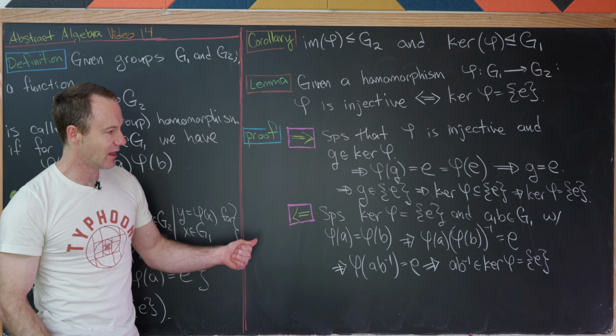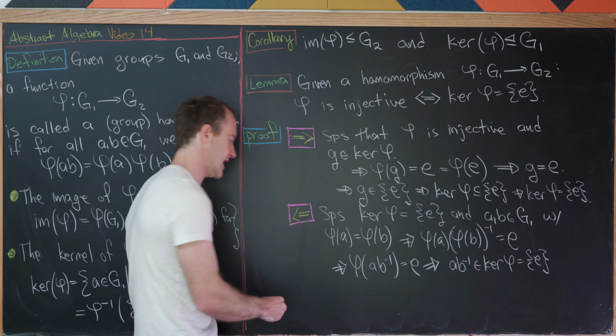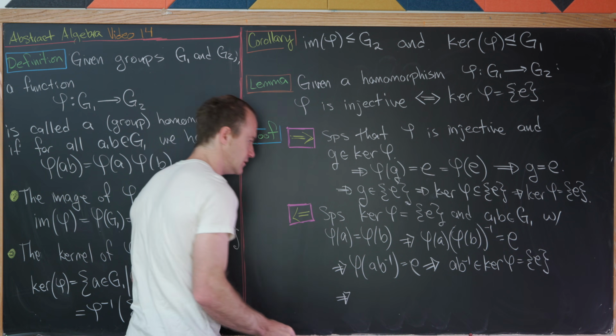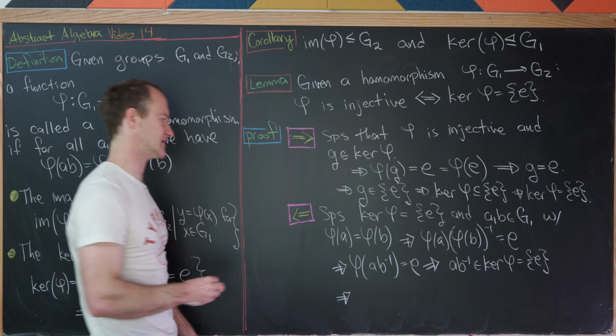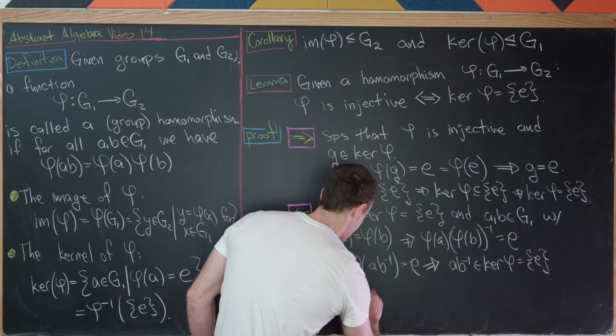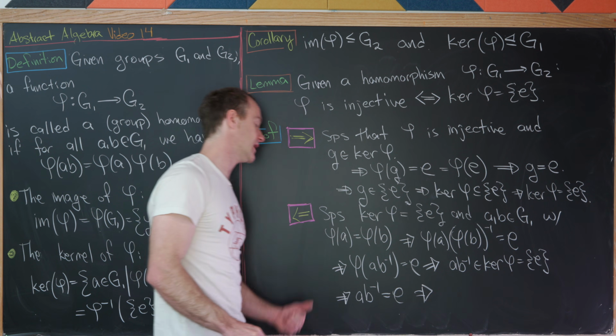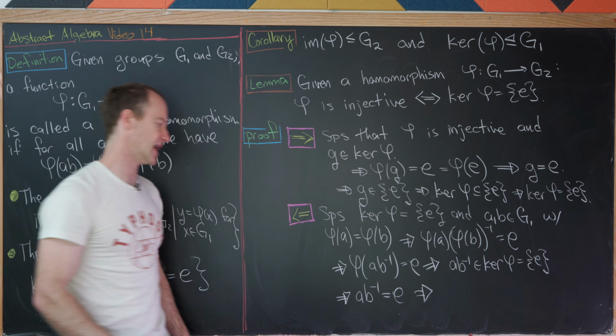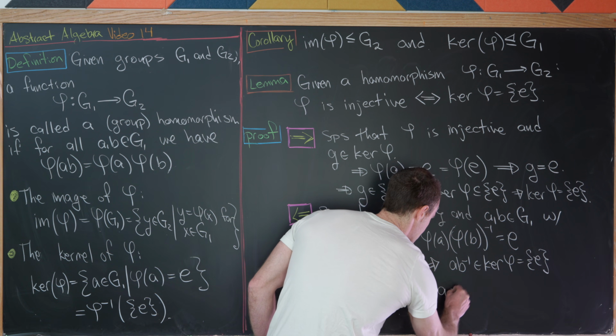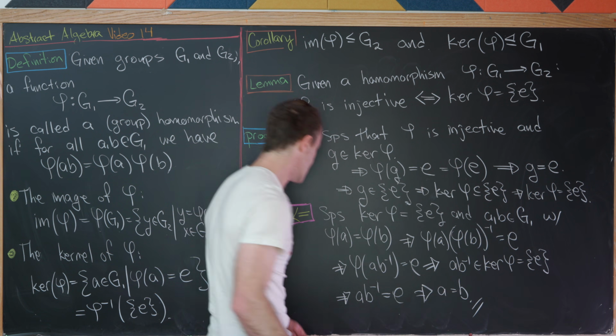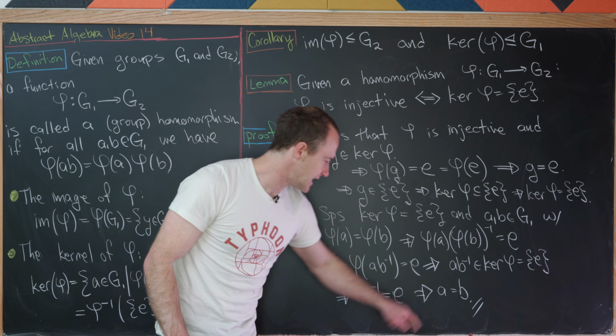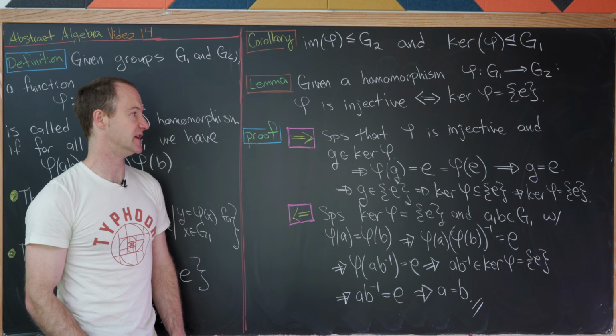Okay, but if we've got an element inside of a singleton set, then it has to be equal to whatever that thing is inside of that singleton set. So that means we have A B inverse is in fact equal to the identity, but then again, right multiplying by B in this case will give us A equals B. But then starting here and ending here is exactly the injectivity condition.